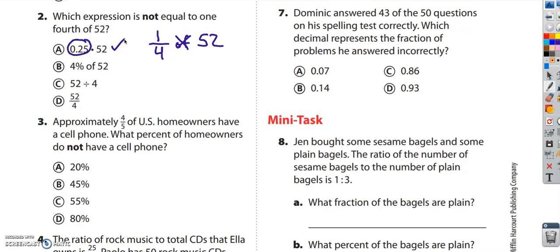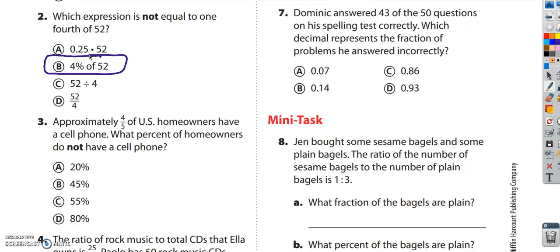B is 4%. Is 1/4 equal to 4%? I don't think it is. So I have my suspicions about B. Question C says 52 divided by 4. Well, what is 1/4 of 52? It means you'd need to take 52 and find 1/4 of it. That's the same thing as dividing by 4. And D shows 52 over 4, which is again the same thing as dividing by 4. While this one is a little bit tricky, the answer is B. 4% of 52 is not the same thing. All the rest are the same.